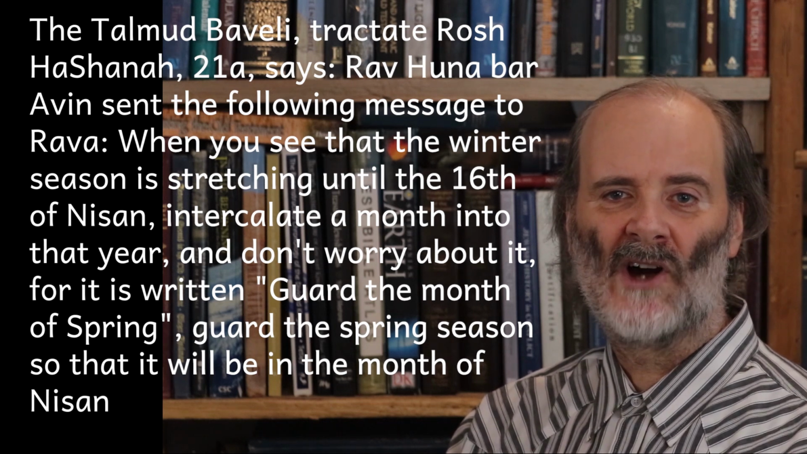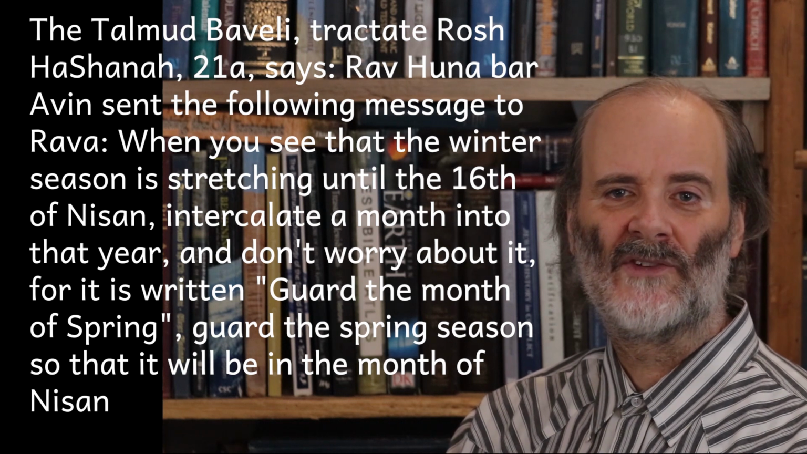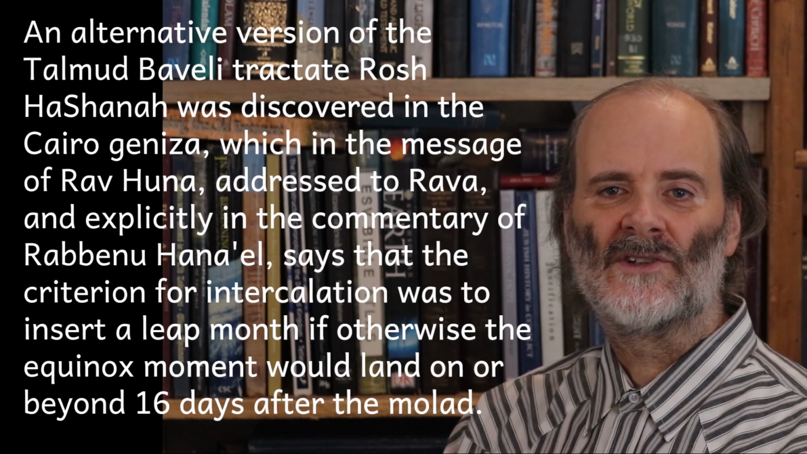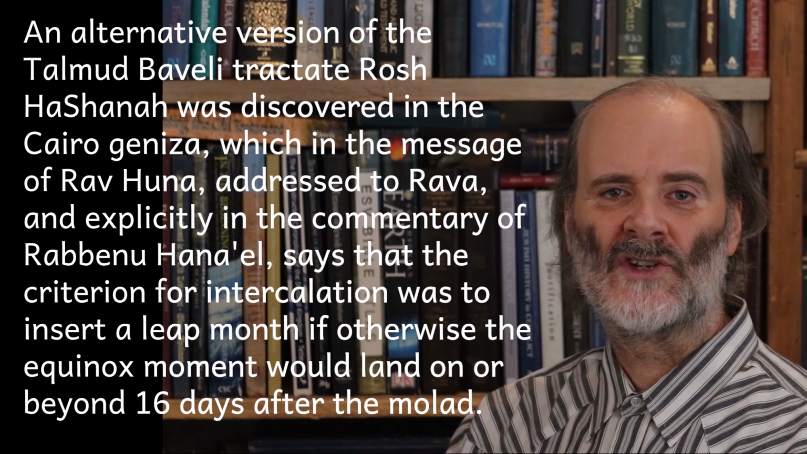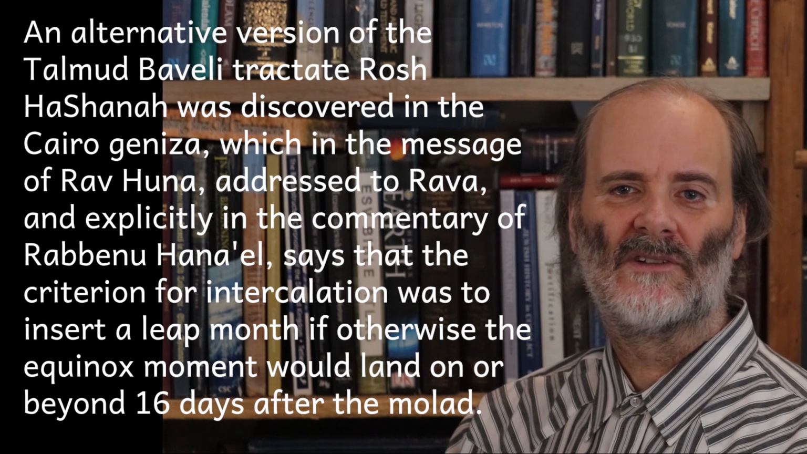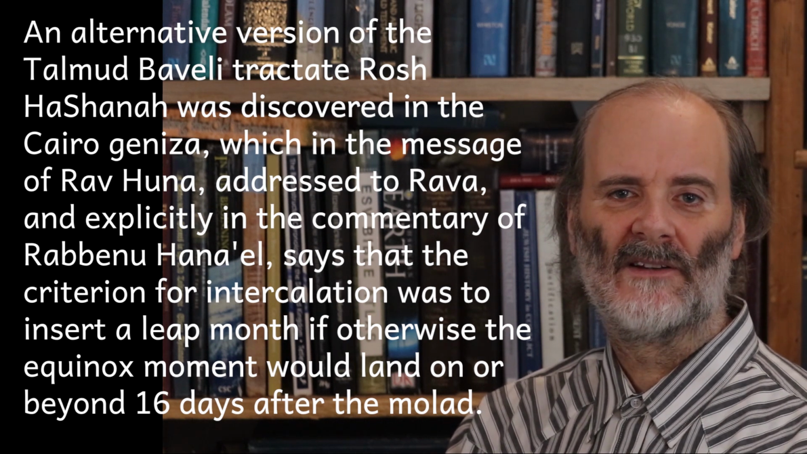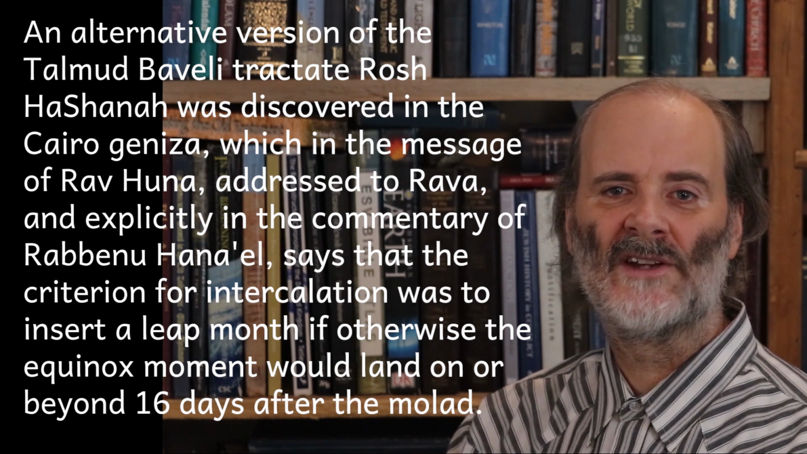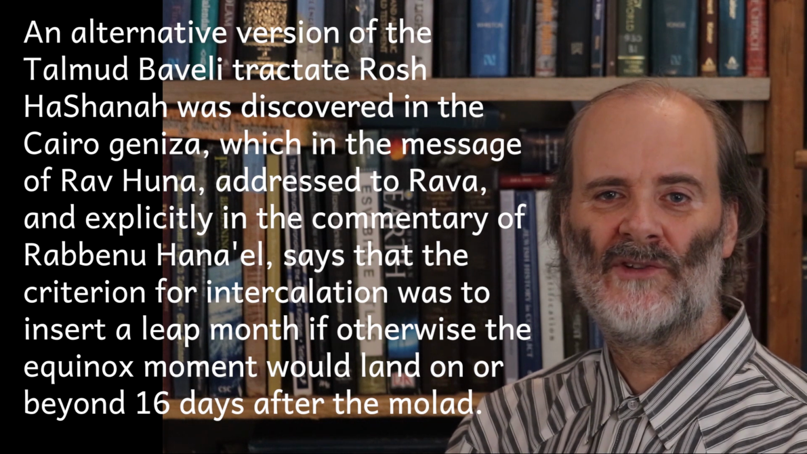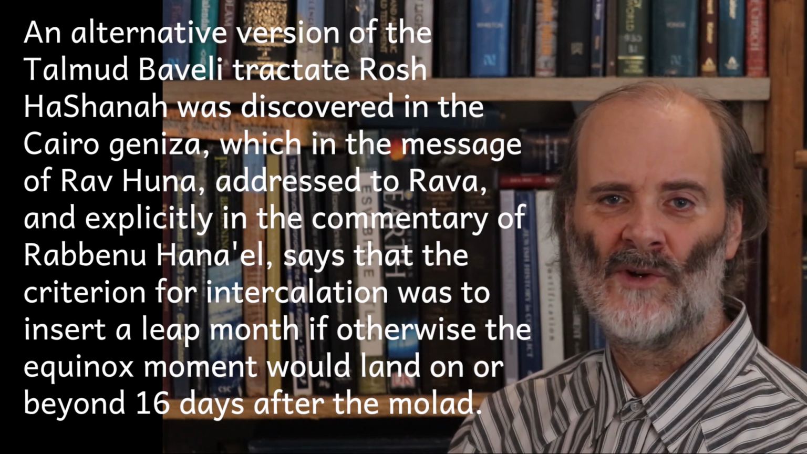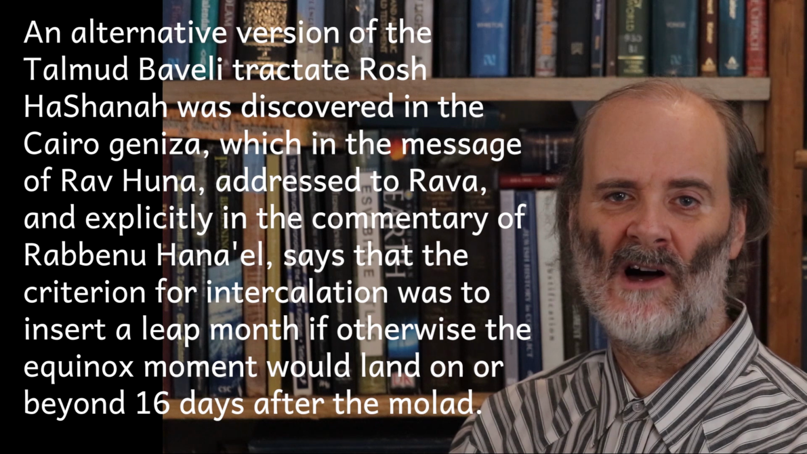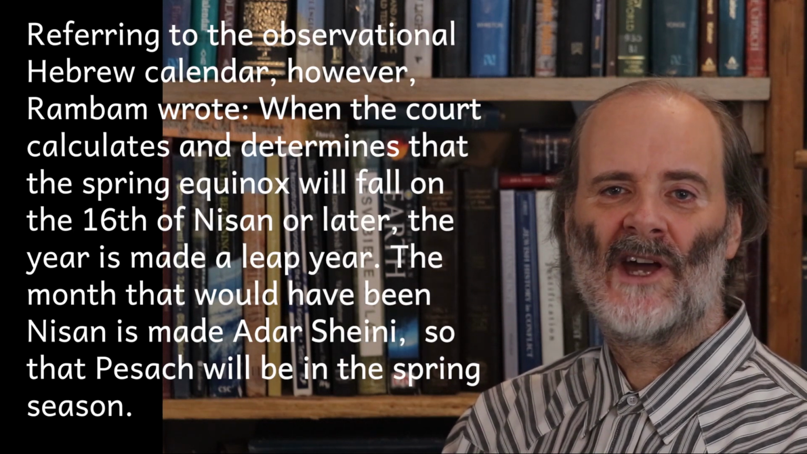For it is written, guard the month of spring. Guard the spring season so that it will be in the month of Nisan." An alternative version of the Talmud Baveli Tractate Rosh Hashanah was discovered in the Cairo Geniza, with the message of Rav Huna, addressed to Rava, and explicitly in the commentary of Rabbeinu Hanael, it says that the criterion for intercalation was to insert a leap month if otherwise the equinox moment would land on or beyond 16 days after the molad, referring to the observational Hebrew calendar.